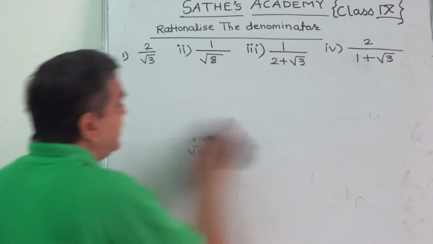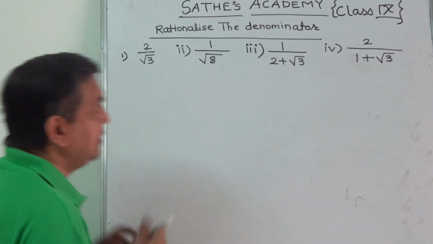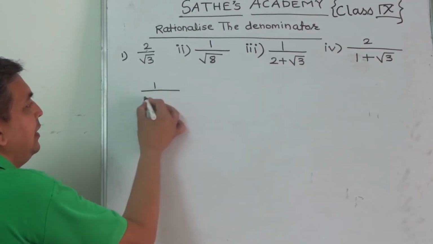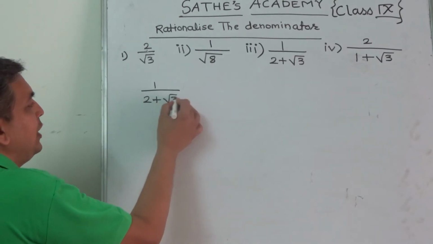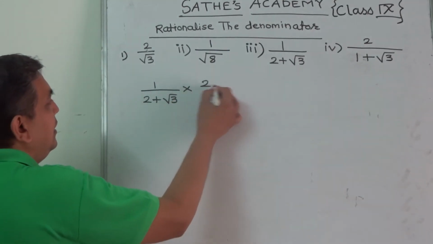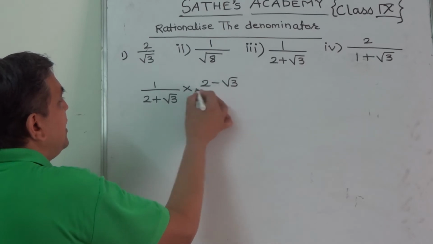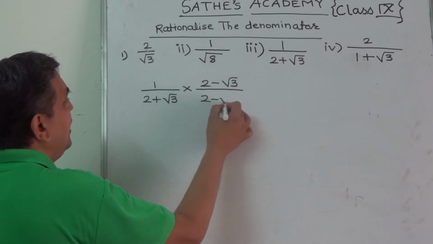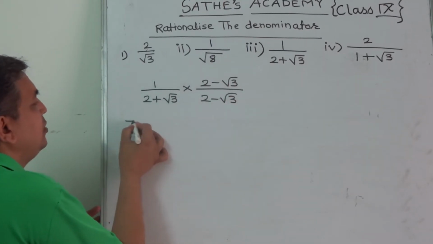Now see question number 3. The denominator is 2 plus root 3. What is the conjugate of the denominator? It is 2 minus root 3. So multiply numerator and denominator by 2 minus root 3.